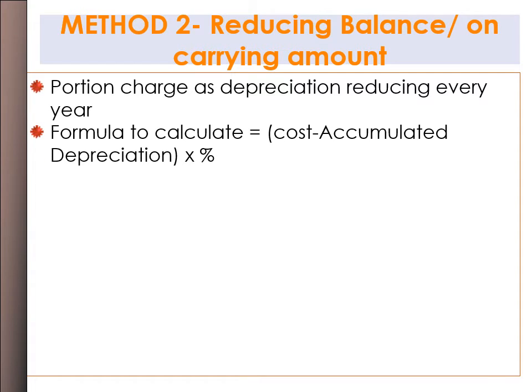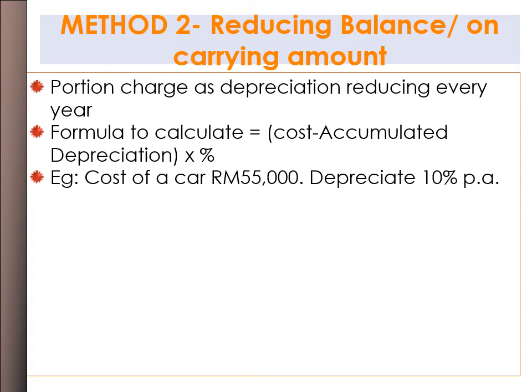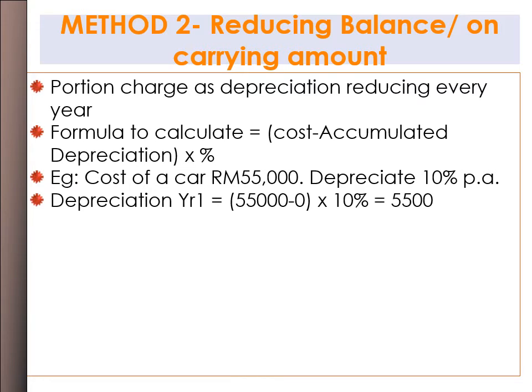The formula to calculate is the cost deducted with accumulated depreciation, meaning that you need to find out the carrying amount, or the carrying value, of that tangible non-current asset, and then multiply with the rate of depreciation which is subject to this particular asset. Again, we use the same example. The cost of the car is 55,000 and it depreciates 10% per annum, but use the reducing balance method.